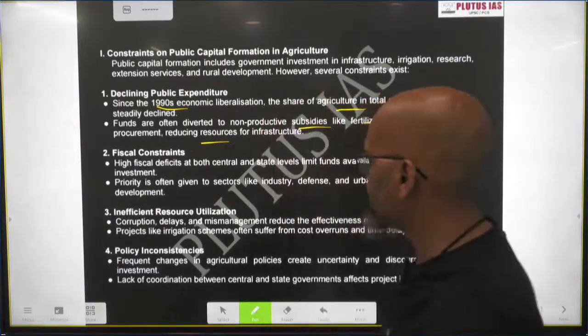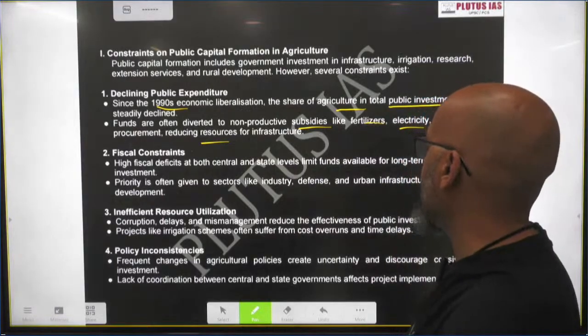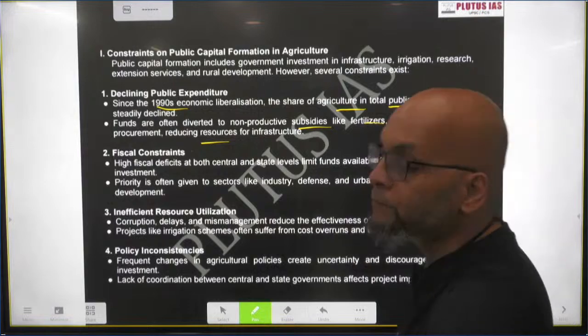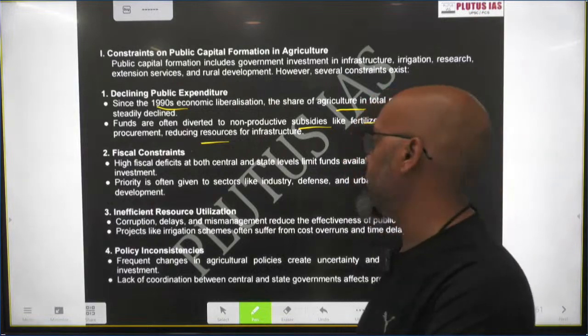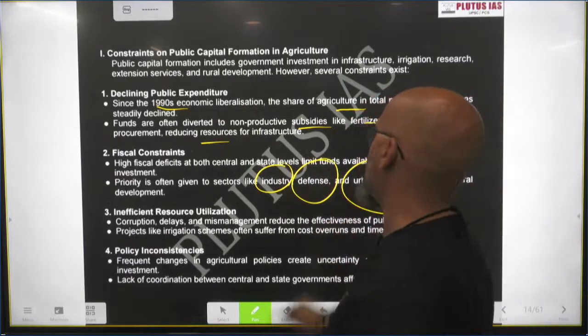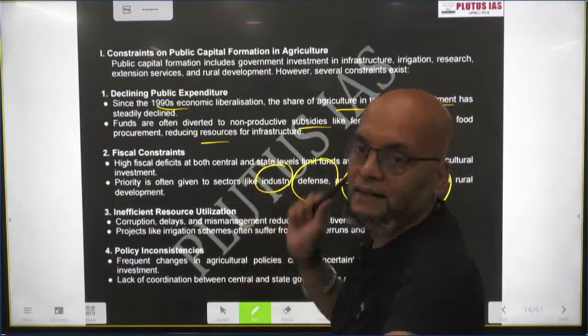Next, priority is often given to sectors like industry, defense, and urban infrastructure over rural development. So industry, defense, urban infrastructure, these are prioritized over rural development, over agricultural development.